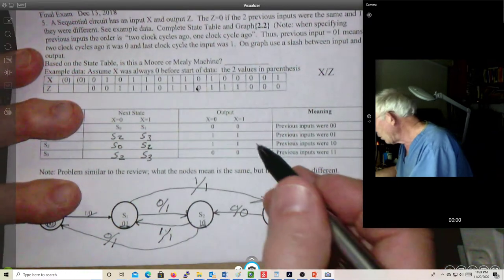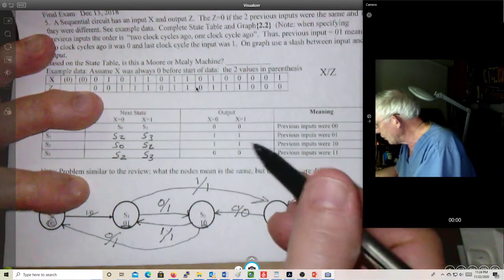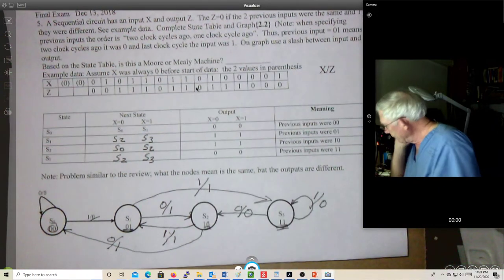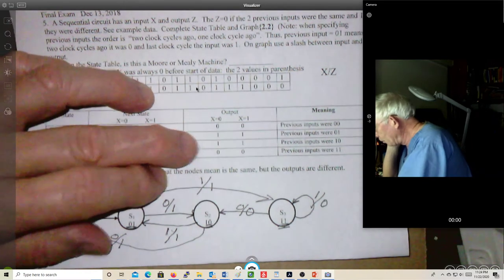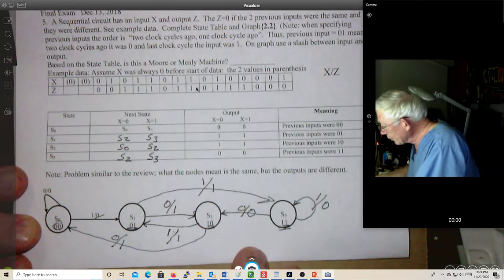Now you could say, well, look at that. The output doesn't depend on X. Yeah, and so it actually turns it into a Moore output. But it is what it is. All right, so that's the solution.